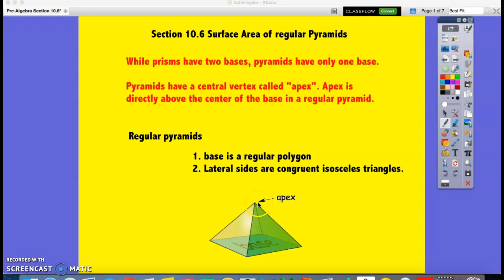And pyramids have a central vertex called the apex, and in a regular pyramid it's directly above the center of the base. Now, what is a regular pyramid? A regular pyramid is a pyramid whose base is a regular polygon. So this is a regular polygon, and the lateral sides are congruent isosceles triangles.